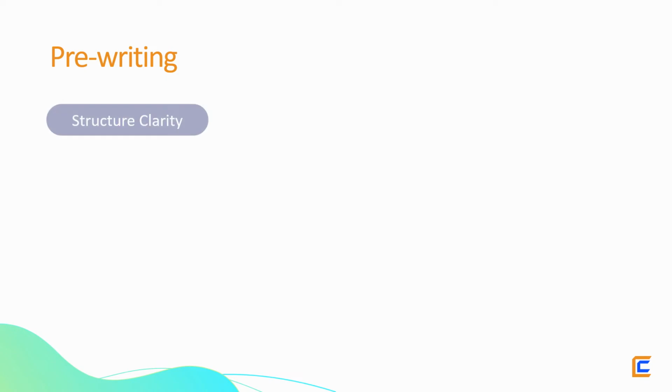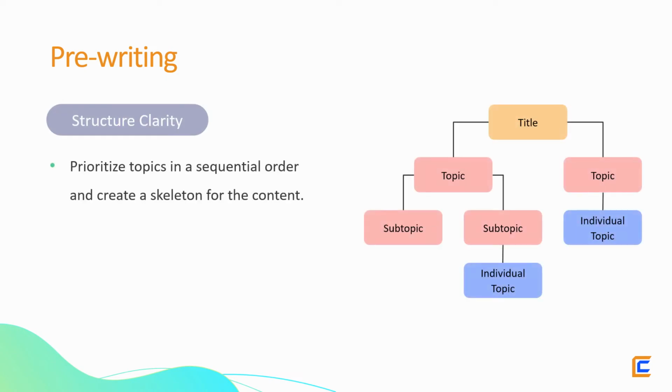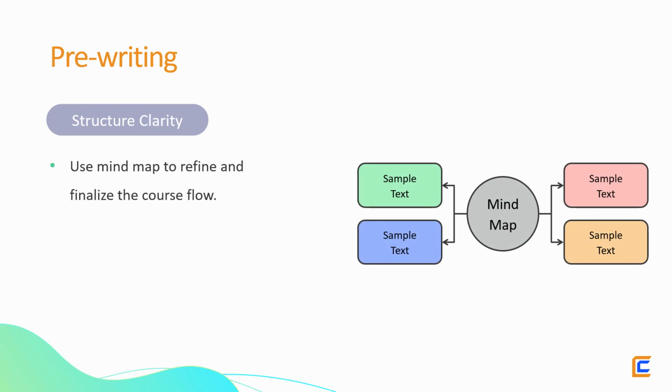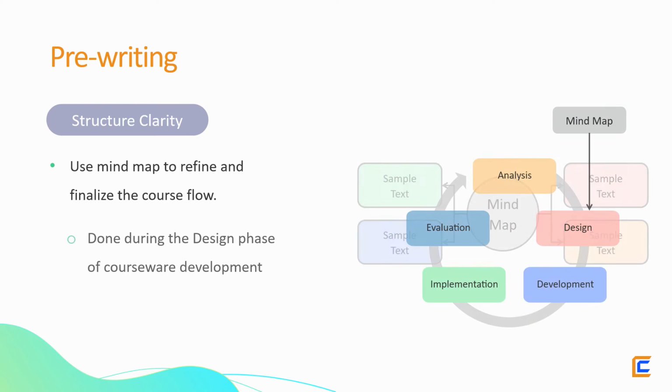Structure clarity. Next, prioritize your topics in a sequential order and create a skeleton for your content. A good structure should have a beginning, a middle, and an end, and have a logical flow. Use the mind map to refine and finalize the course flow. This is typically done during the design phase of courseware development.